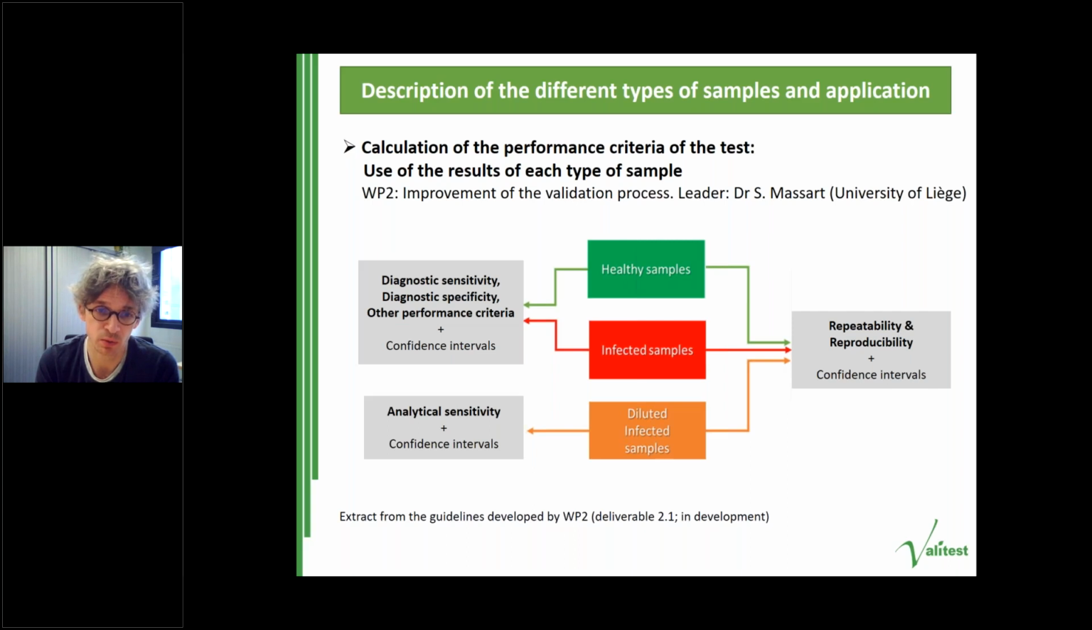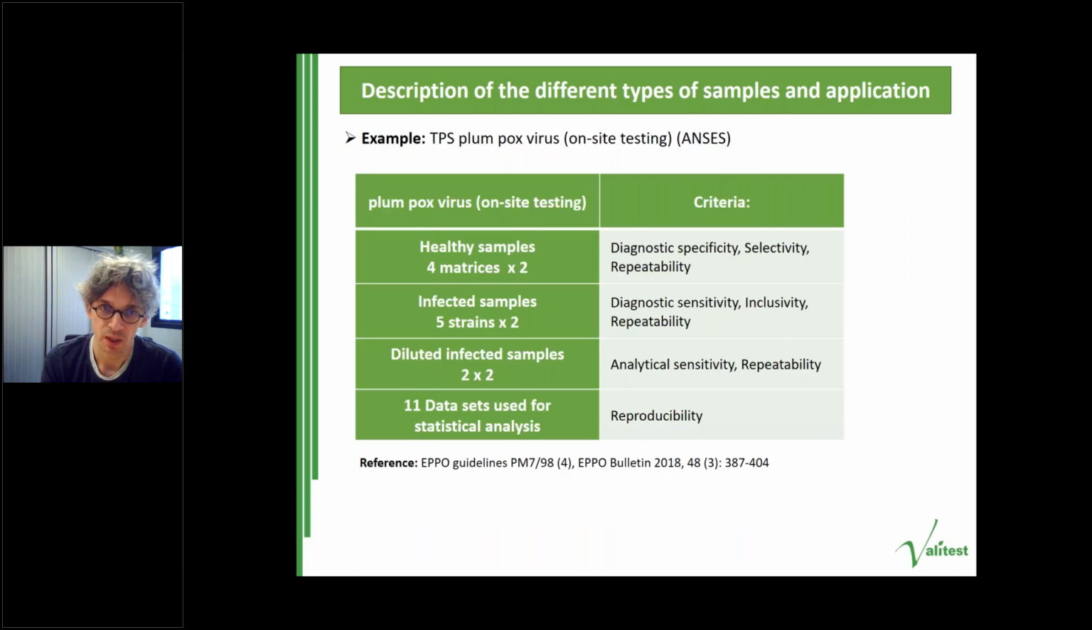The diluted infected samples are used to assess the analytical sensitivity, and all the samples are used to assess the repeatability and the reproducibility. If we focus on one example, the PPV, in this TPS, we used healthy samples, 4 different matrices in 2 replicates, to assess the diagnostic specificity, selectivity, and repeatability. We provided infected samples, actually 5 different strains and 2 replicates, to assess the diagnostic sensitivity, the inclusivity, and the repeatability. We provided diluted infected samples to assess the analytical sensitivity and the repeatability. And finally, 11 datasets were used for statistical analysis to assess the reproducibility.